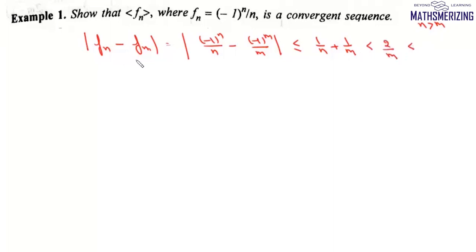Now for |Fn - Fm| to be less than epsilon, m will be greater than 2/epsilon. So for any value of epsilon, however small it may be, we always get a value of m where n is always greater than m. That means the sequence Fn is a Cauchy sequence, and Cauchy's convergence criterion says every Cauchy sequence is a convergent sequence. So the sequence is a convergent sequence.